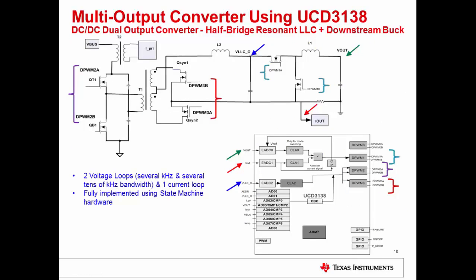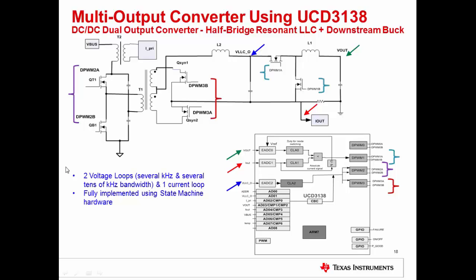Let's take a quick look at a third example, which is a dual output DC to DC converter comprised of a half-bridge resonant LLC converter which delivers one of the outputs, followed by a downstream buck converter which provides the second output. So here the controller in the power supply has the task of controlling two power stages, one a resonant LLC and another one which is a buck. Keep in mind, both these power stages can be operating at several hundreds of kilohertz switching frequency.